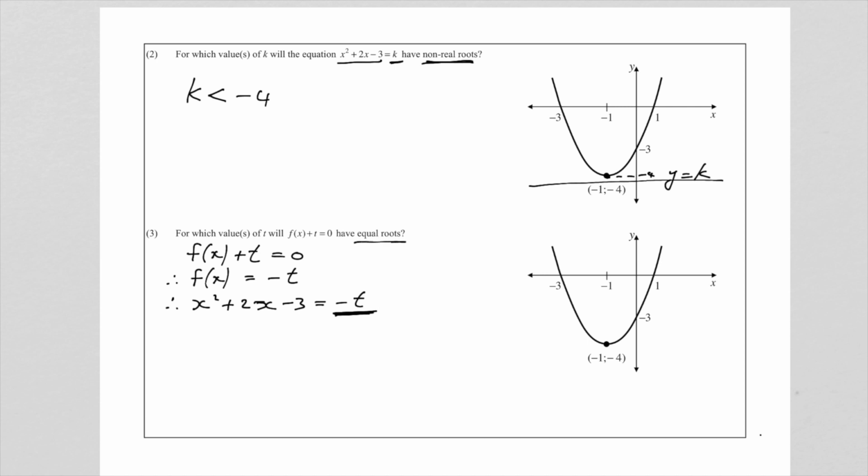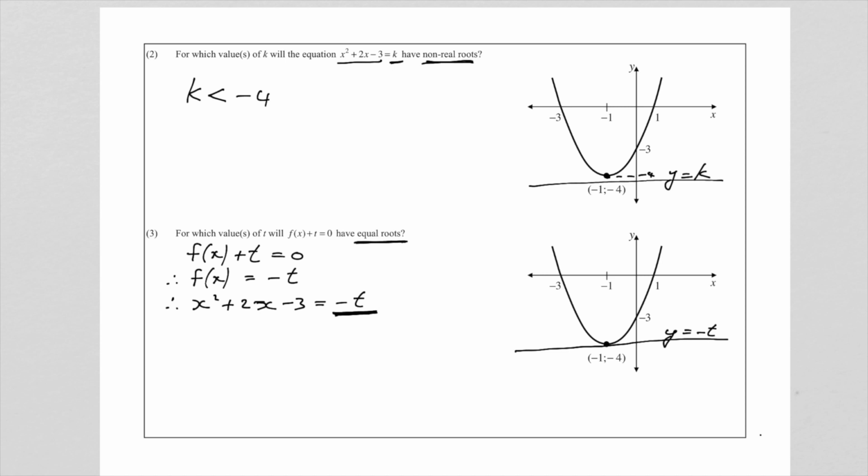They say the roots must be equal. Now, for equal roots, we're going to draw this horizontal line of y equal to minus t right at the turning point. So we're going to draw that horizontal line right there. And the name of this line is y equal to minus t.